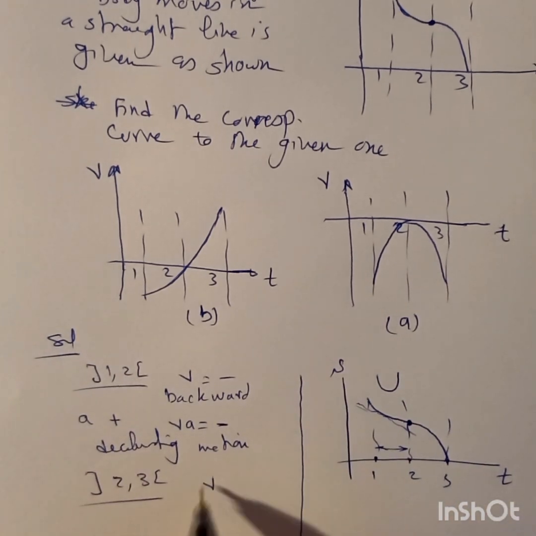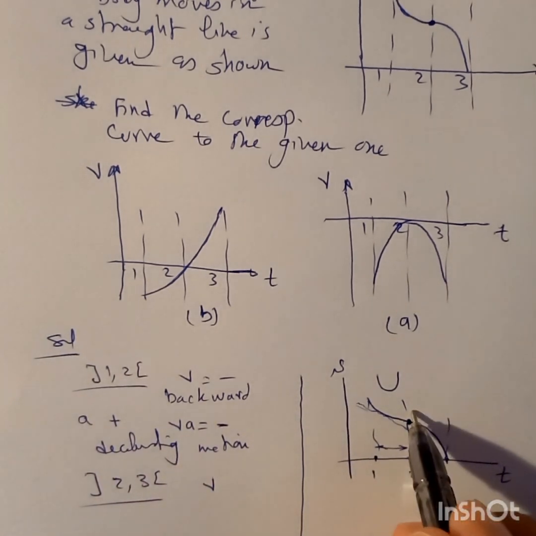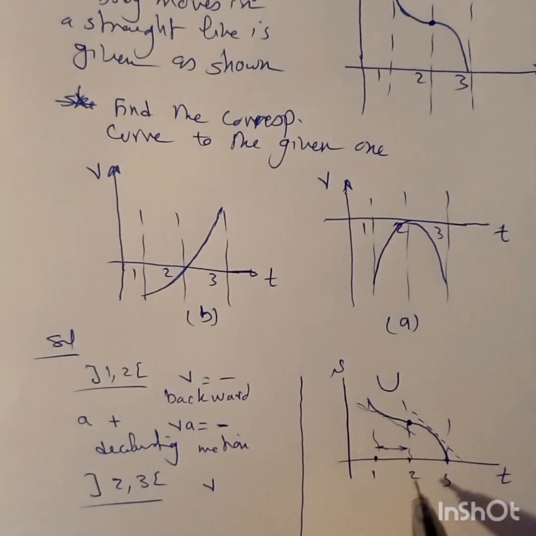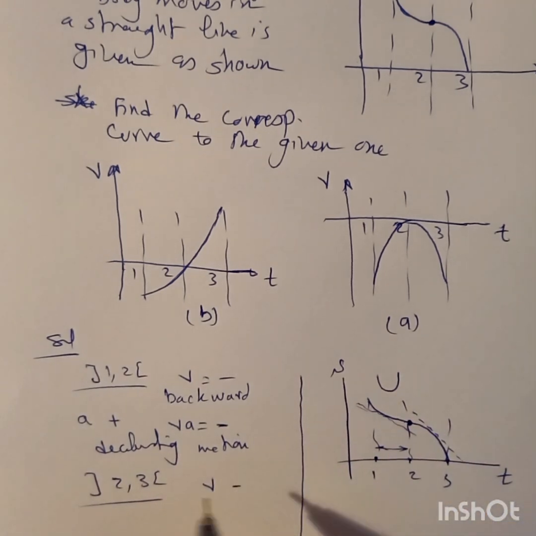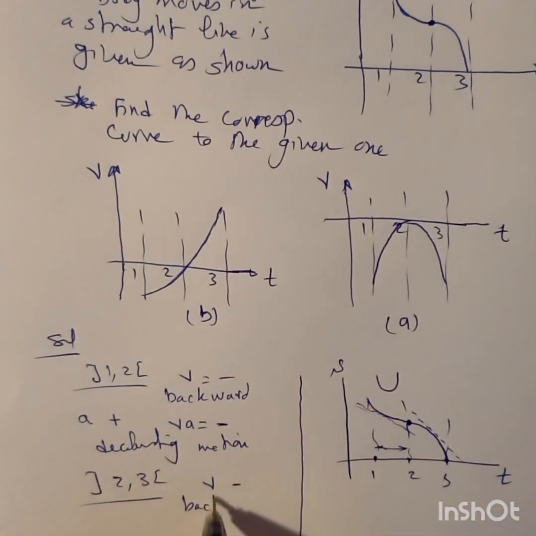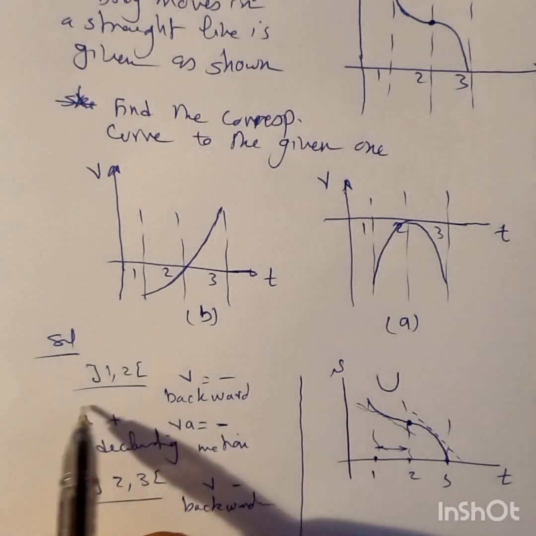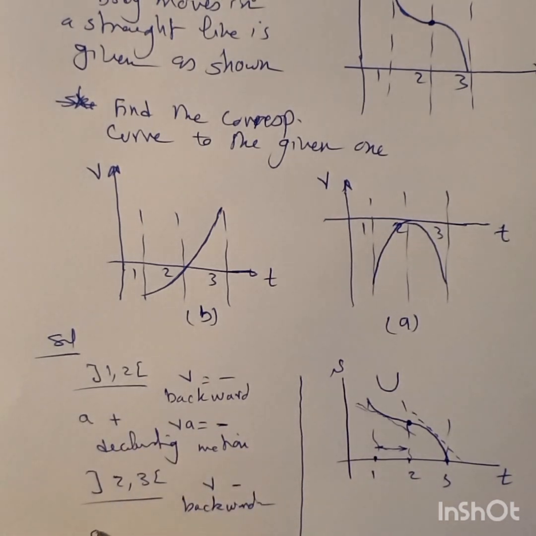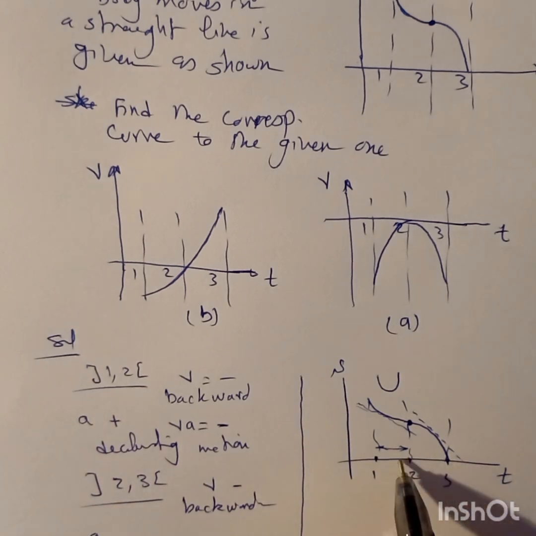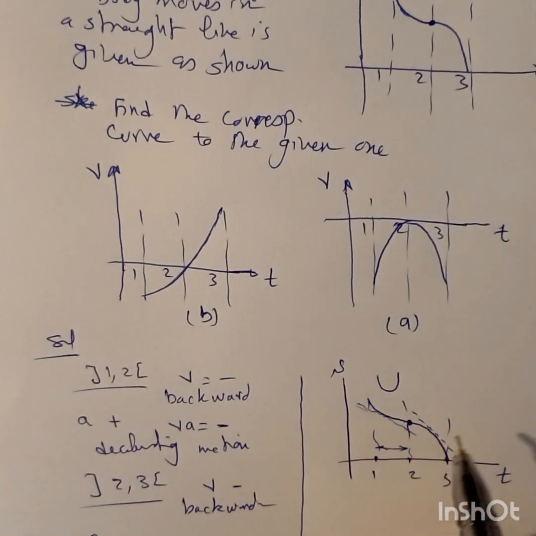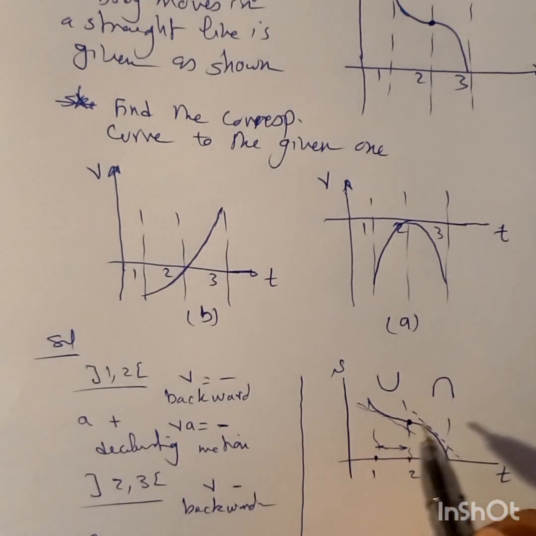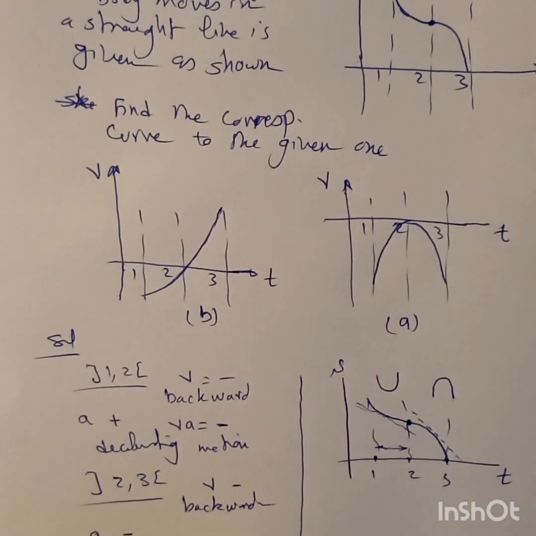Okay, v is here the slope of this tangent, also negative. Then we also have backwards direction of motion. Then we have to find the sign of acceleration as well during this time interval from 2 to 3. Here we have to check the convexity of this curve. Here the curve is upwards convex, then a is negative.